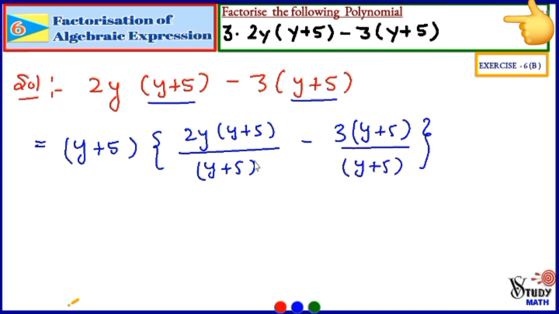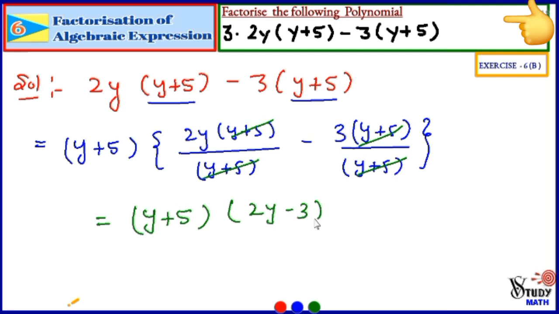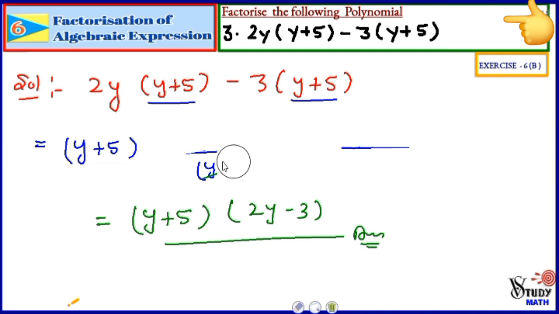Now what we do, this y + 5 and this y + 5 cancel out each other. In the same manner in the second term, y + 5 cancel out each other, and the remaining we have here is (y + 5)(2y - 3), and this is the answer. This is a very basic process to solve this question, but there is one more process if you are looking for something quick. So I'm going to show that approach now.